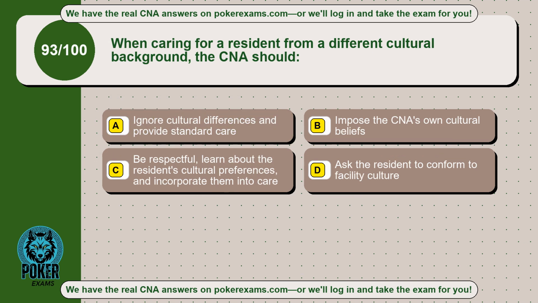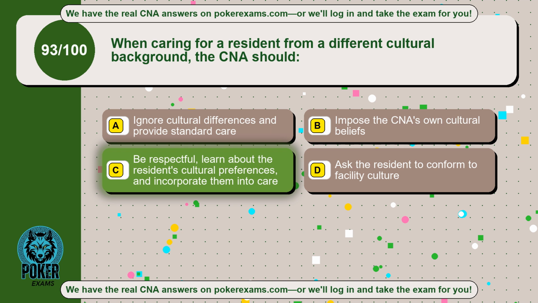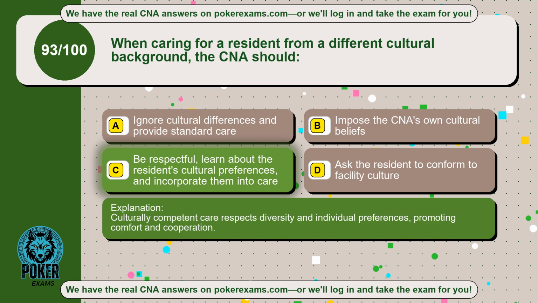Question 93. When caring for a resident from a different cultural background, the CNA should: Option A, ignore cultural differences and provide standard care. Option B, impose the CNA's own cultural beliefs. Option C, be respectful, learn about the resident's cultural preferences, and incorporate them into care. Option D, ask the resident to conform to facility culture. The correct answer is option C. Culturally competent care respects diversity and individual preferences, promoting comfort and cooperation.